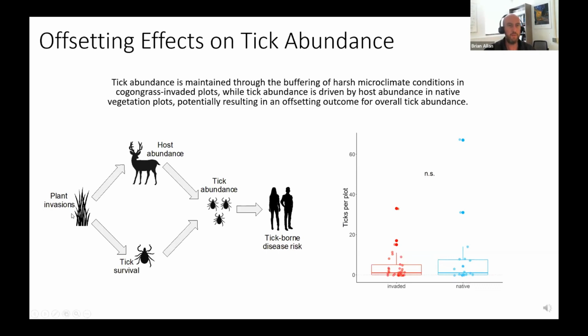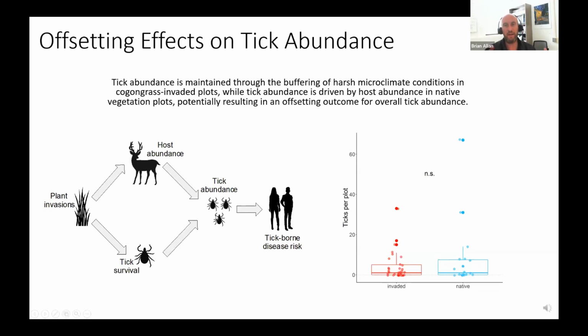And so I'll bring you to this conceptual diagram over here. We think Kogan grass is significantly increasing tick survival, which is therefore likely increasing tick abundance. But hosts appear to be avoiding Kogan grass invasion, spending more time in native vegetation. So Kogan grass does not increase host abundance, rather native vegetation does, which increases tick abundance in native vegetation.